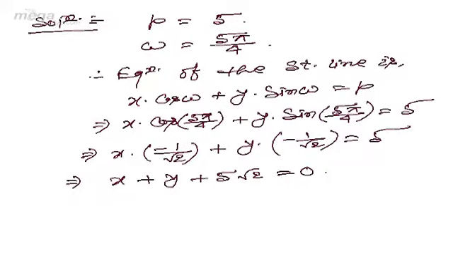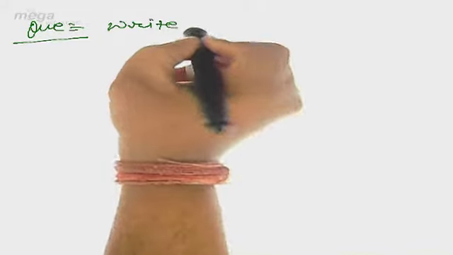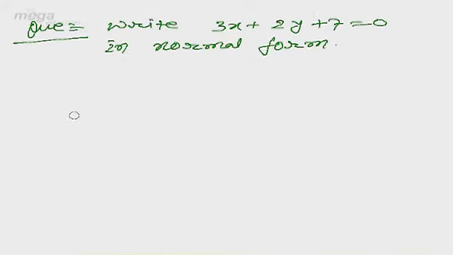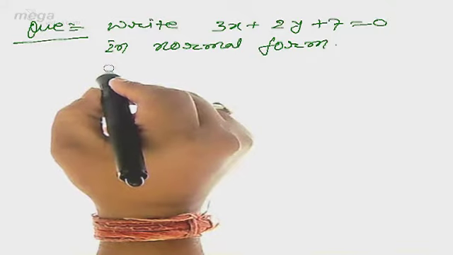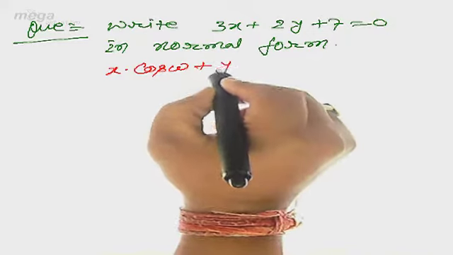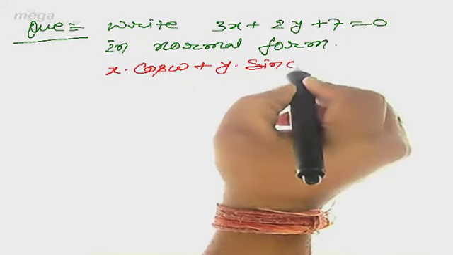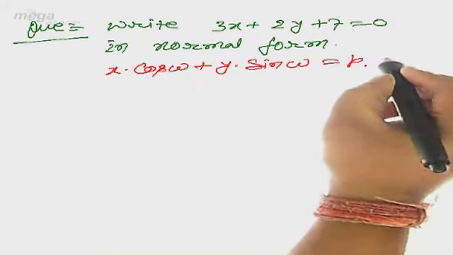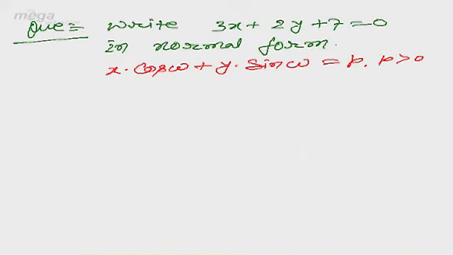Now I am taking one more example based on this. So student, the question is, write the equation of the straight line 3x plus 2y plus 7 equal to 0 in normal form. It is a general equation. Now write it in the normal form. Here the normal form is x cos omega plus y sin omega is equal to P, where P is greater than 0. You have to transform it into this form.